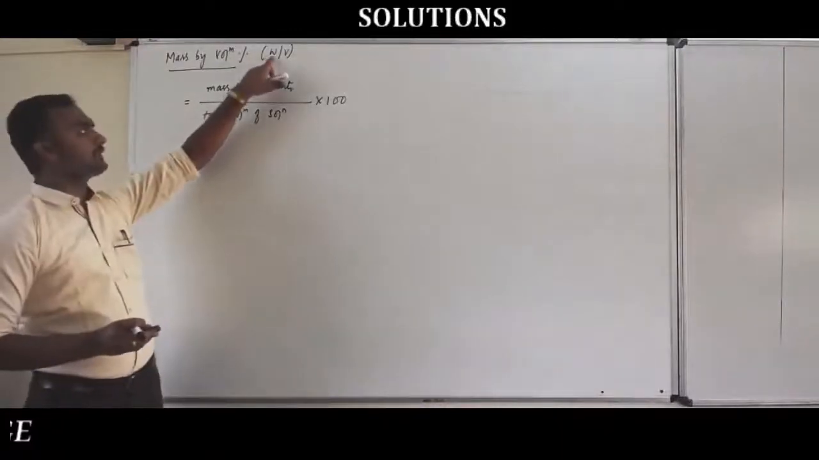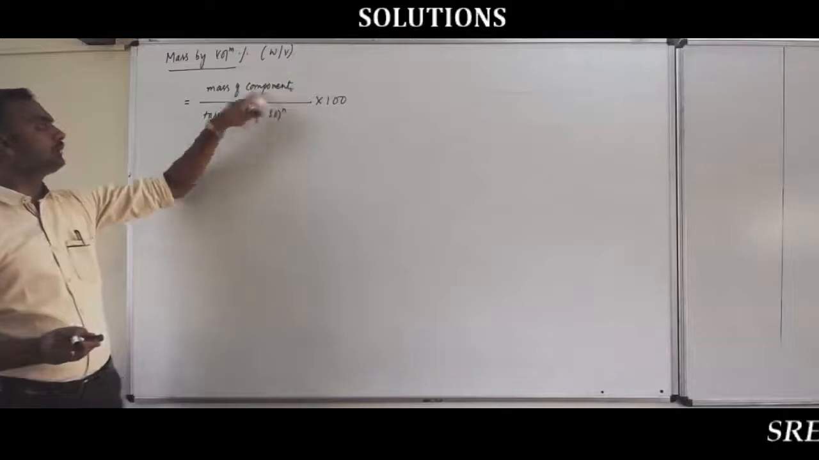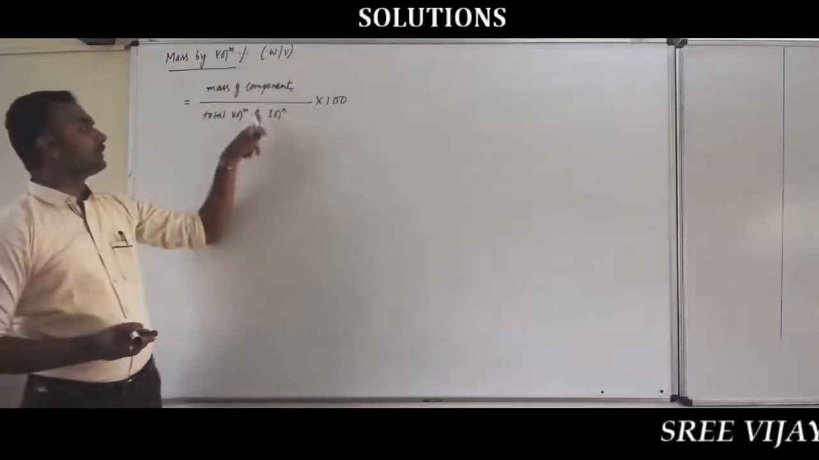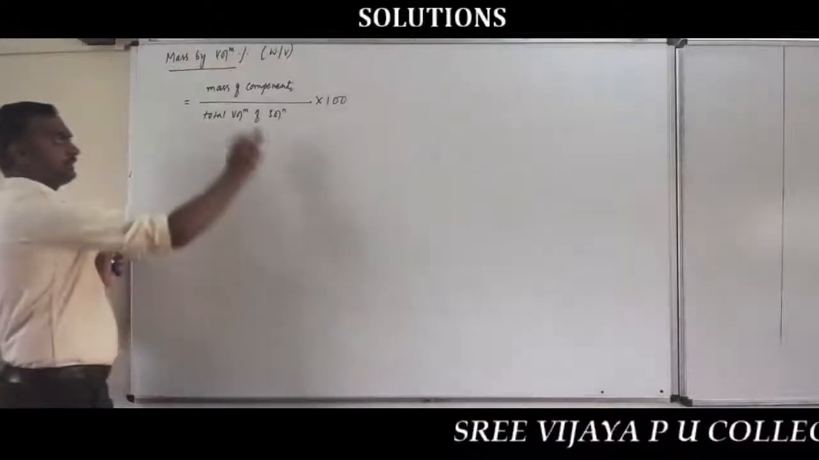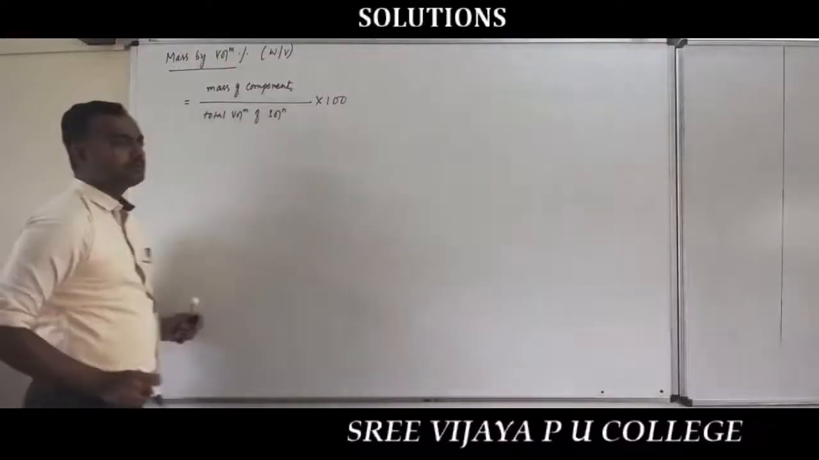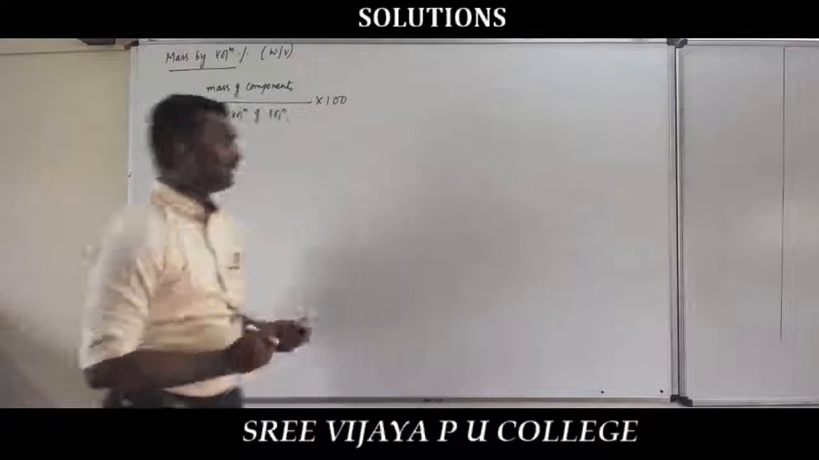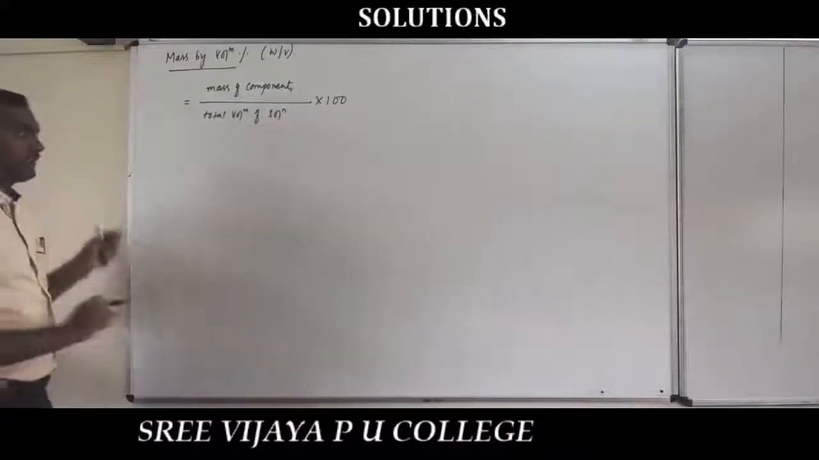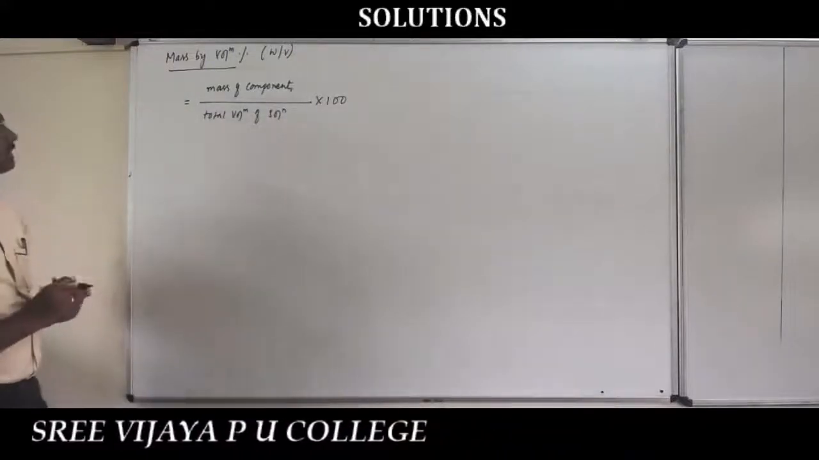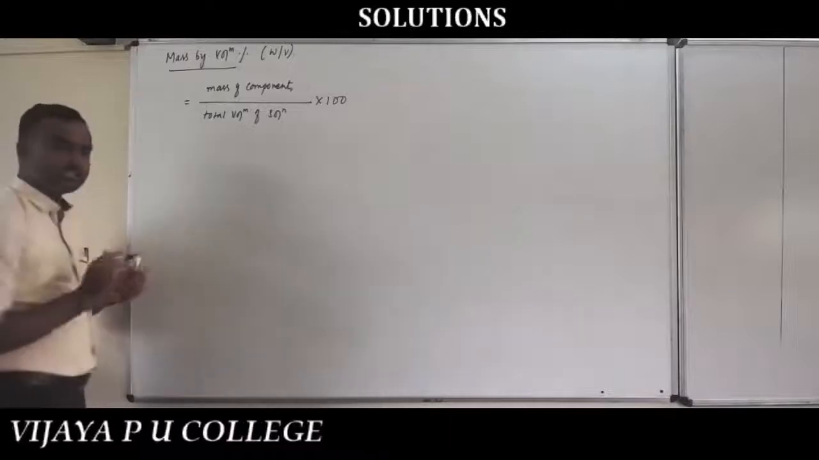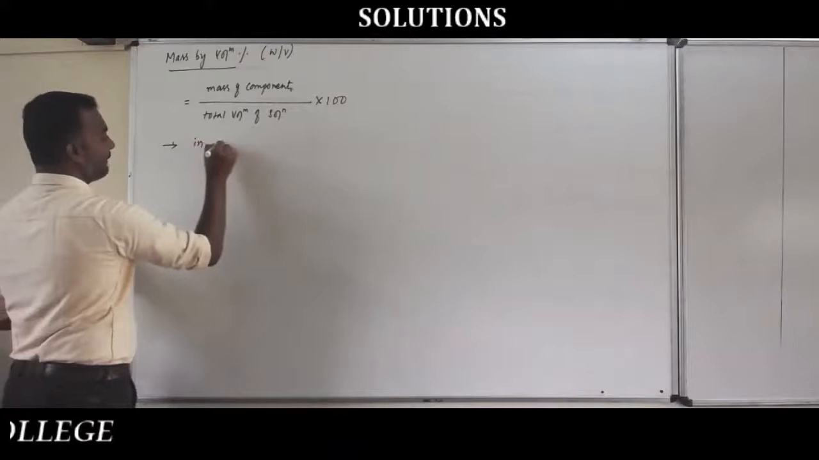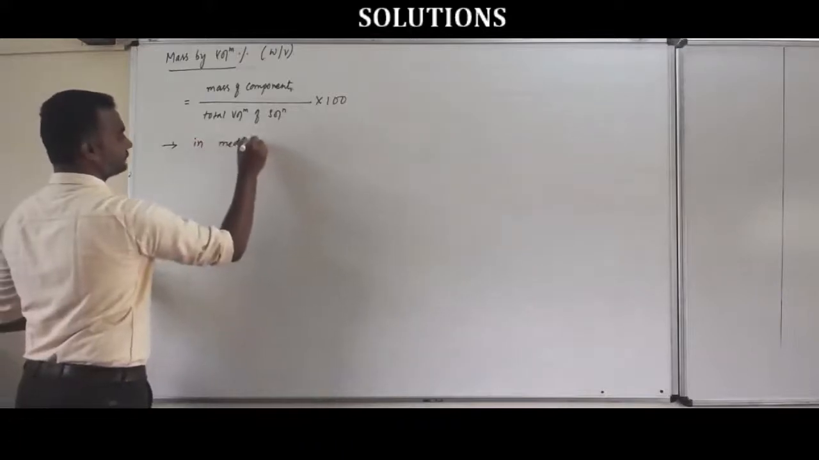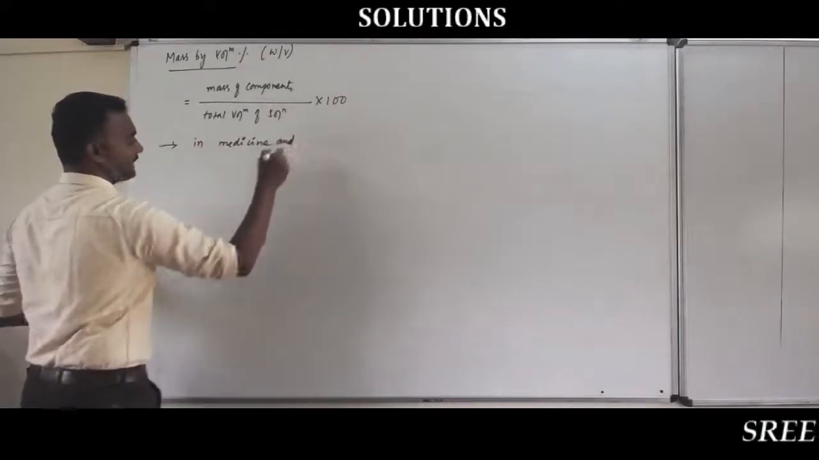In mass by volume, the numerator component mass is taken, and the volume of the solution is taken, into 100. That is called mass by volume percentage. And where are we going to use it? Mass by volume percentage concentration term is used extensively, or commonly used, in medicine and in pharmacy.